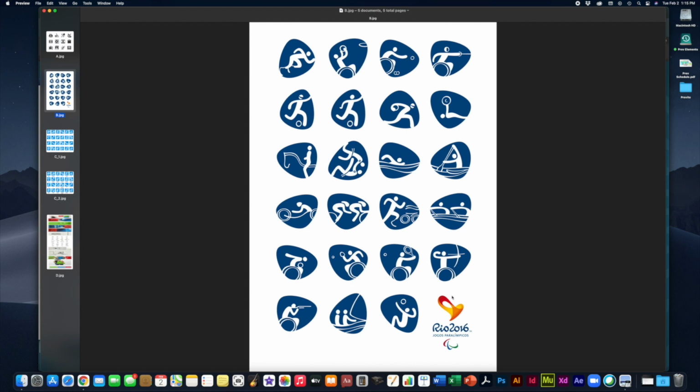Now, this here is for the Paralympics specifically, so the Special Olympics. And so this was in Rio de Janeiro in 2016, and these are the pictograms that were used for the Paralympics that year.